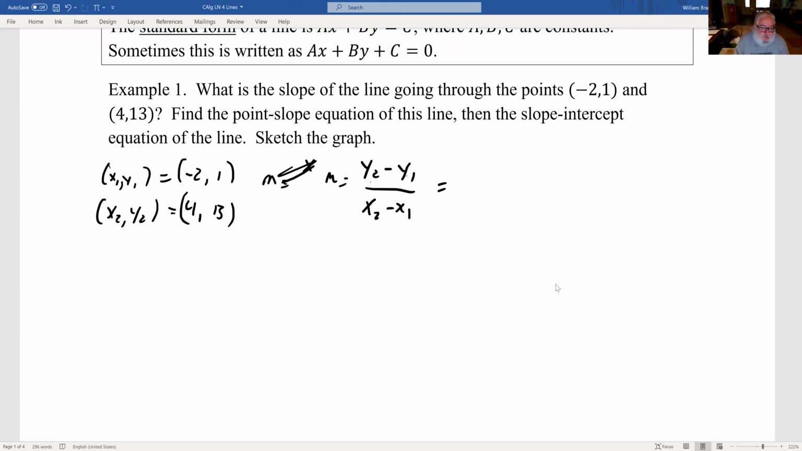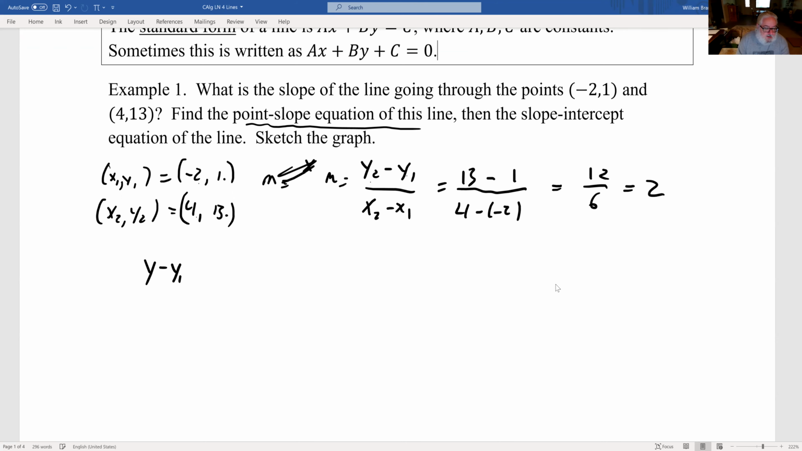So y2 is 13, y1 is 1, so 13 minus 1, and then 4 minus minus 2, that's my x2 minus x1, and we get 12 over 6. Remember that minus minus means a plus, so that's 4 plus 2 equals 6. The slope is 2.